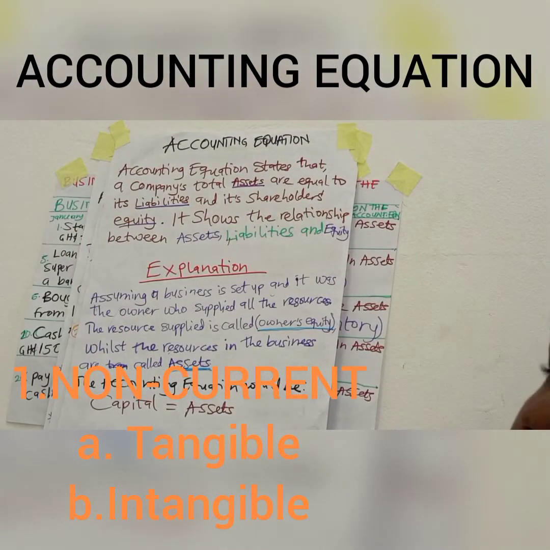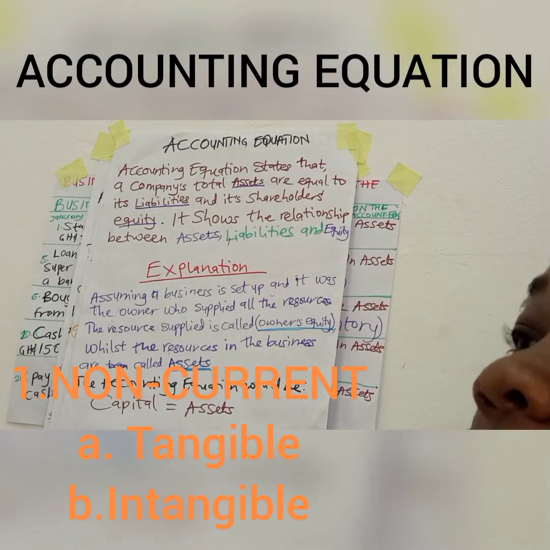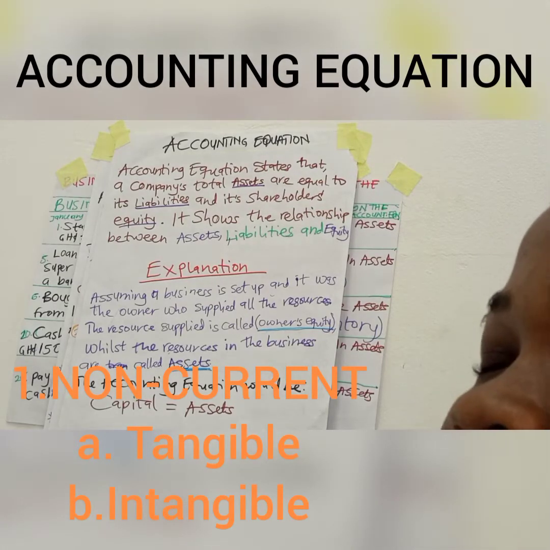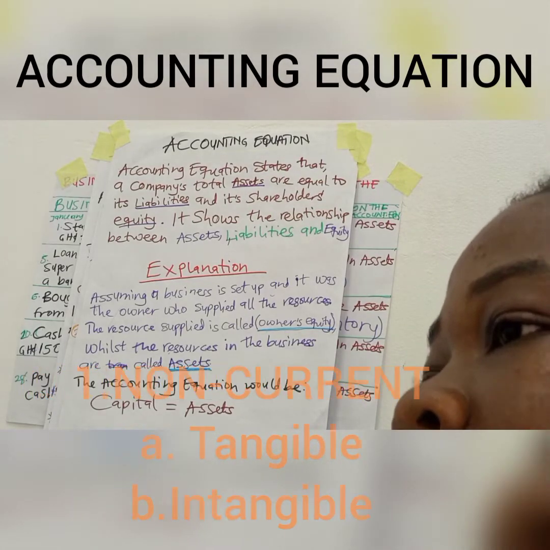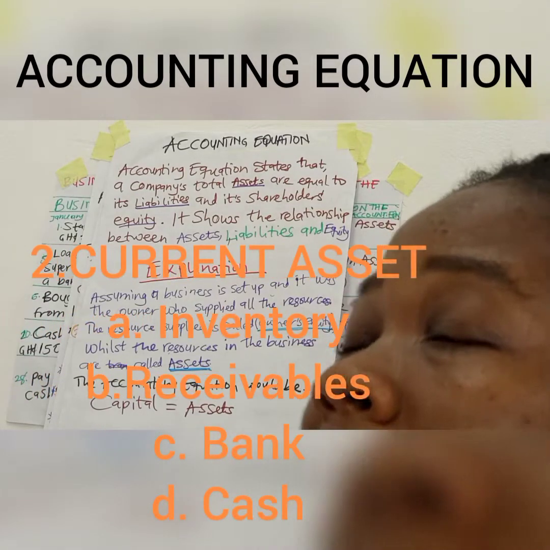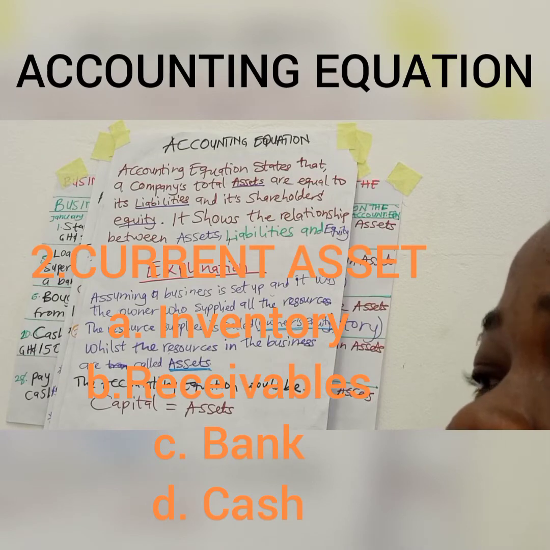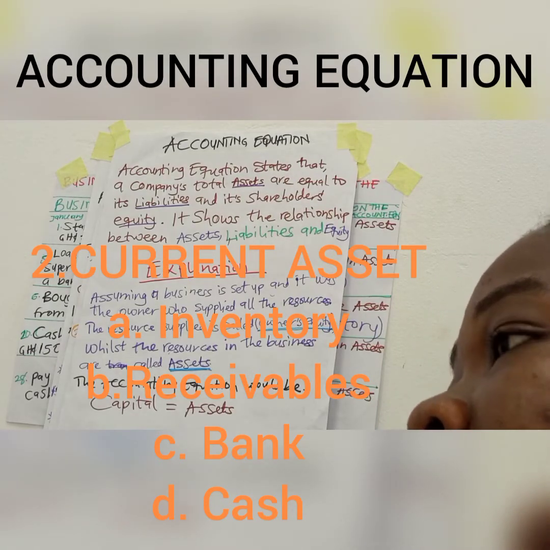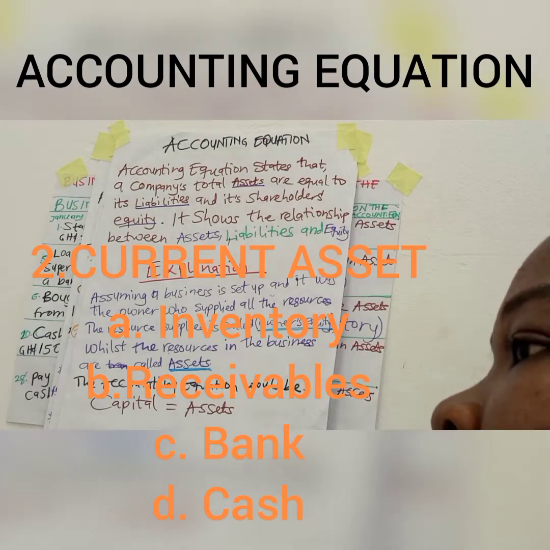The intangible assets are assets that we cannot see, we cannot feel, we cannot touch, but it is there, it is a resource in the organization. Examples are patents, copyrights, brands. So the current assets, what are they? Current assets examples are inventory, cash, receivables, and bank.